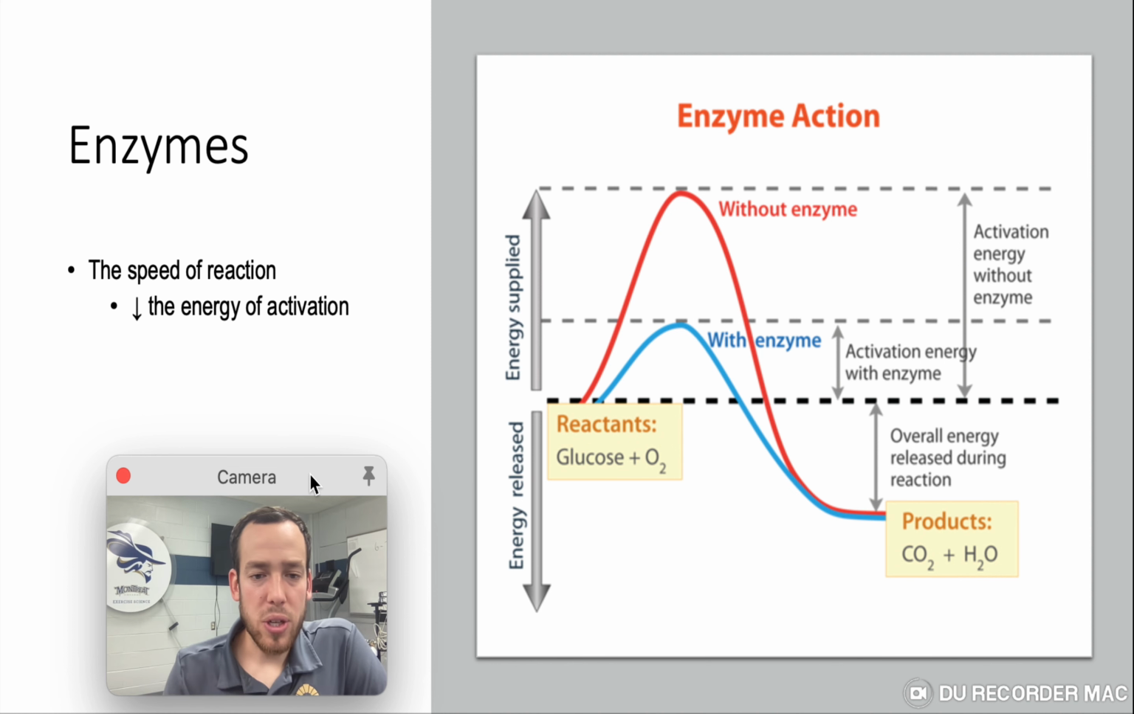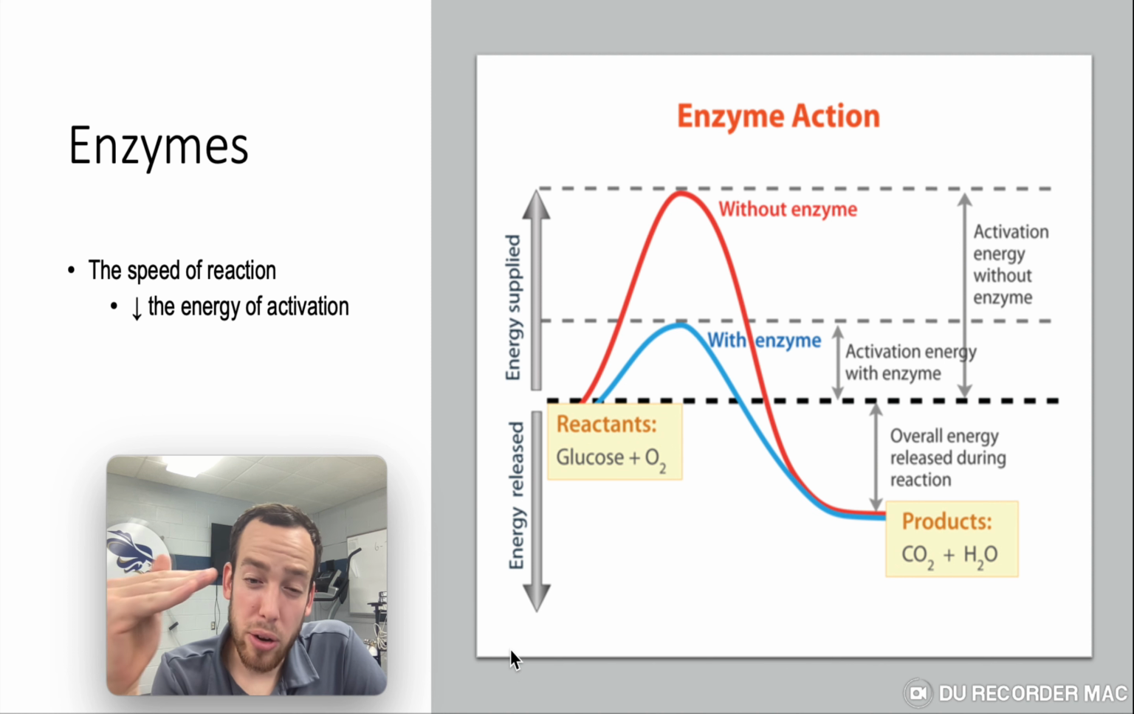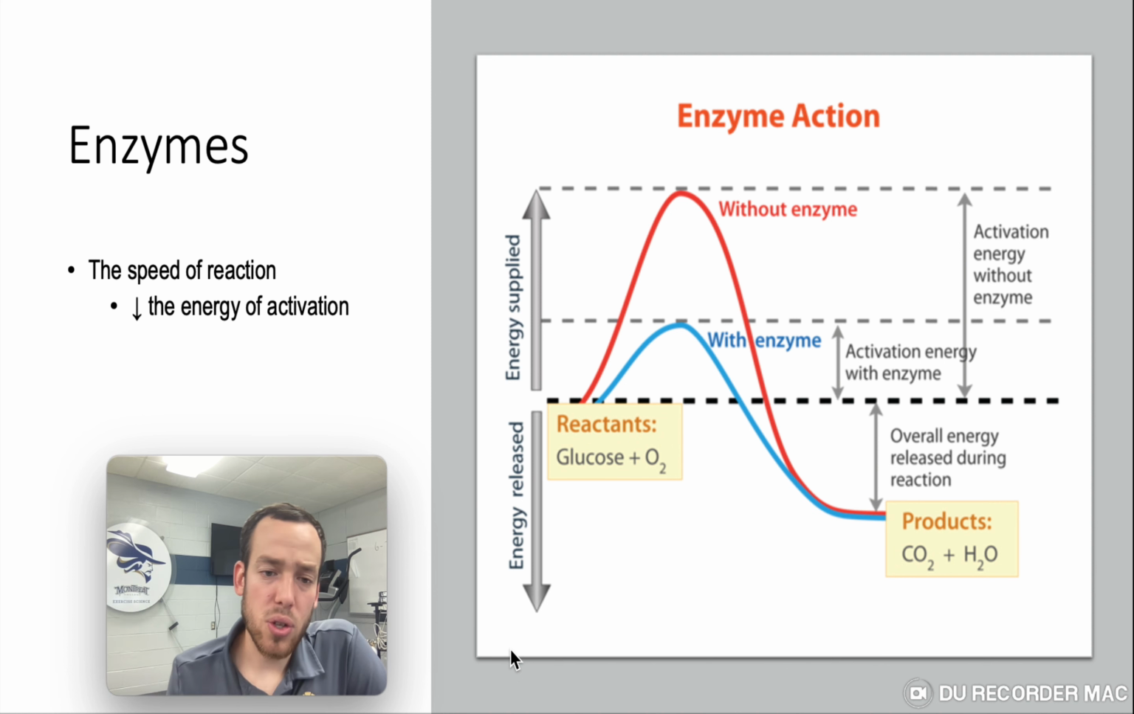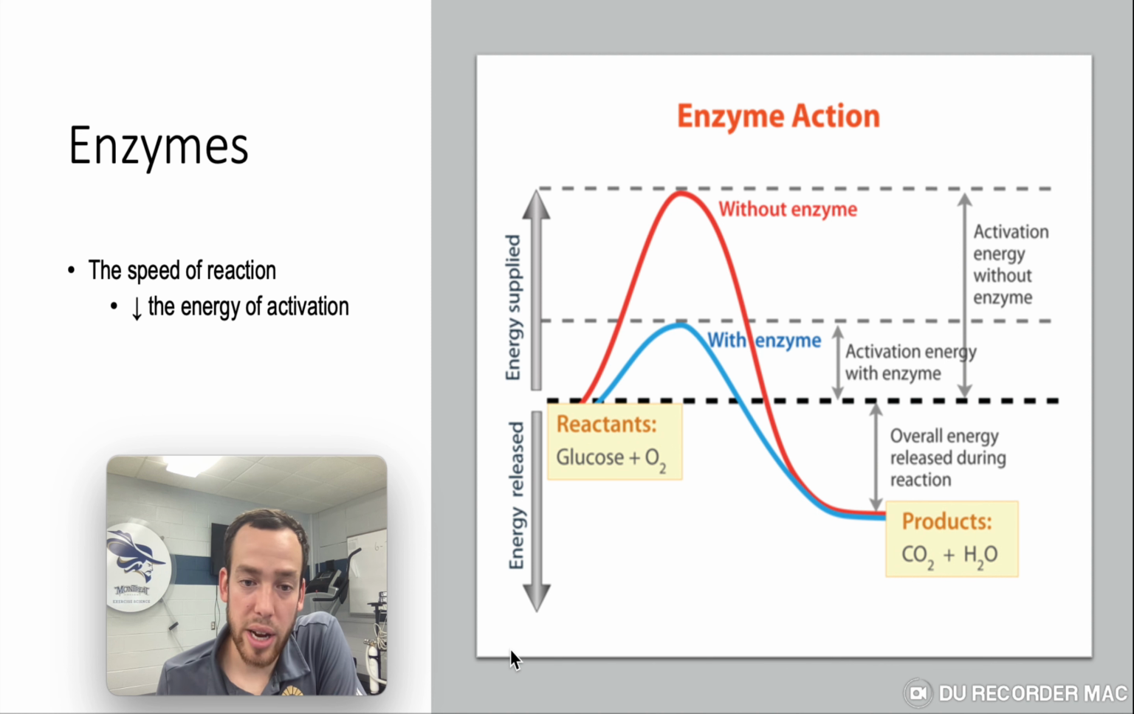But to picture what this looks like, let's look at this graph here. Basically, we're going to speed up a reaction by decreasing the energy needed to activate a reaction. In any reaction, you have to put in energy to start it with the hopes that you'll get more energy out on the tail end. But basically what happens here is the energy supplied without an enzyme would be way up here. So it's going to take a lot of energy.